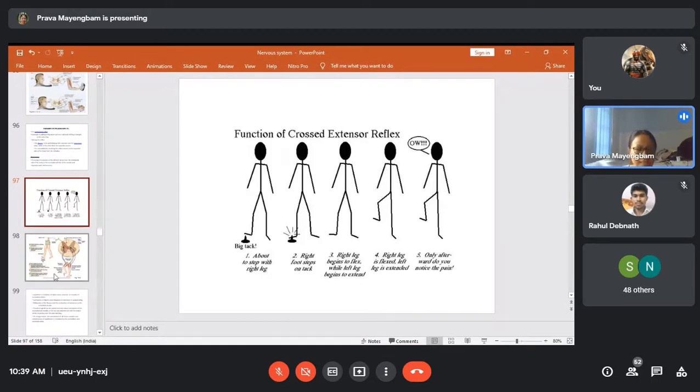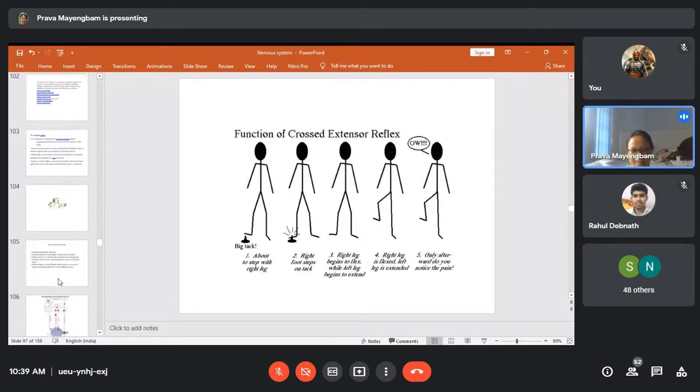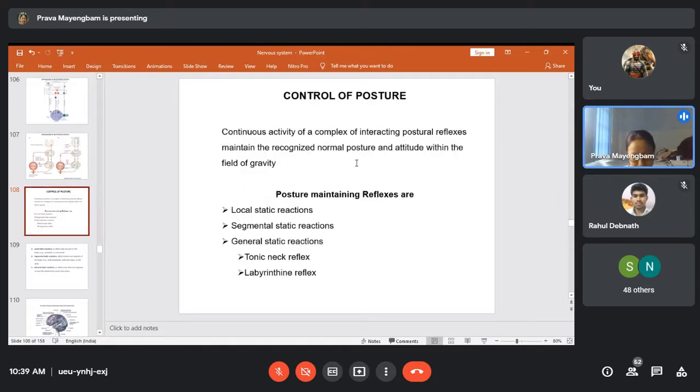So the normal posture of any individual is due to the continuous activity of complex interacting reflexes. You understand? It is a continuous activity of a complex of interacting postural reflexes that maintains a recognized normal posture and attitude within the field of gravity. See, when you have a little bit of back pain, can you walk straight with your posture straight? Will you be able to walk straight?